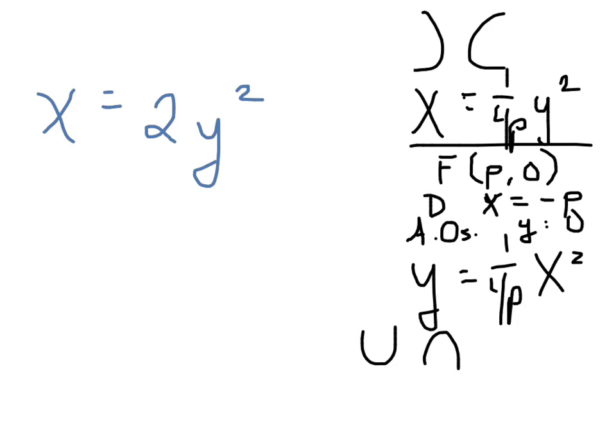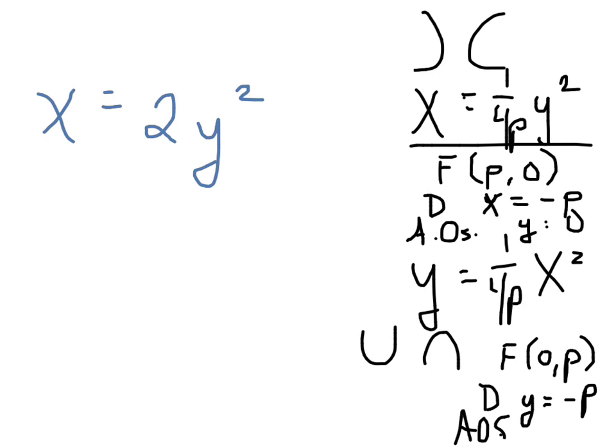On the up and down ones, the focus would be this way: 0 and P. The directrix would be y equals negative P. And the axis of symmetry would be x equals 0.